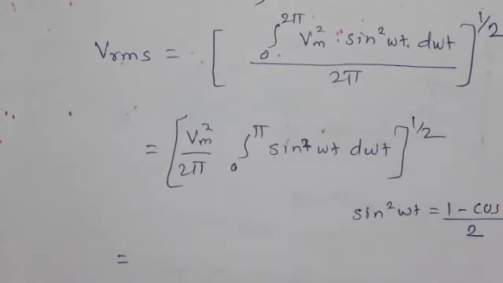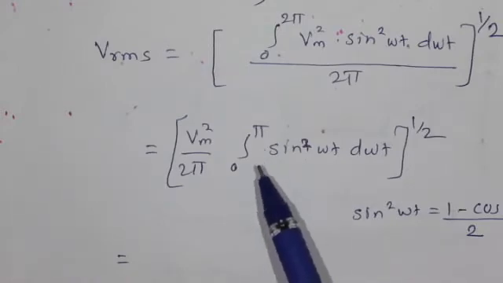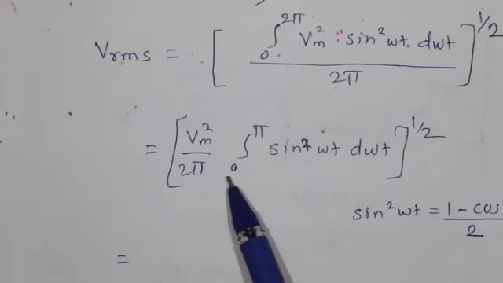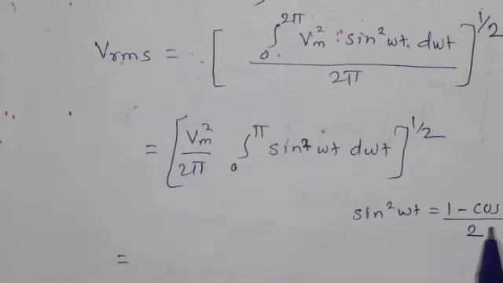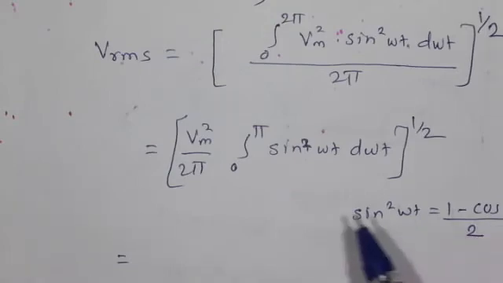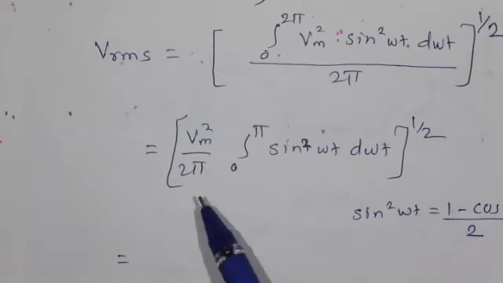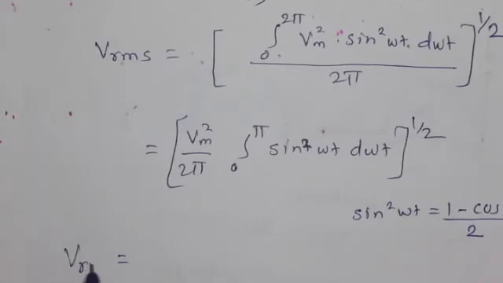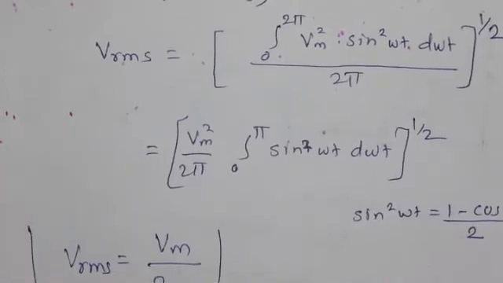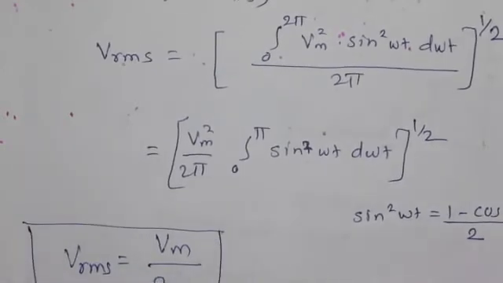Then simplifying this equation again, the integration of cos is given as sine 2 omega t. Putting the upper limit, sine 2 pi is 0, and sine 0 is also 0. Therefore after evaluation of this equation, we get VRMS equal to Vm upon 2. Only the term that remains is Vm upon 2.